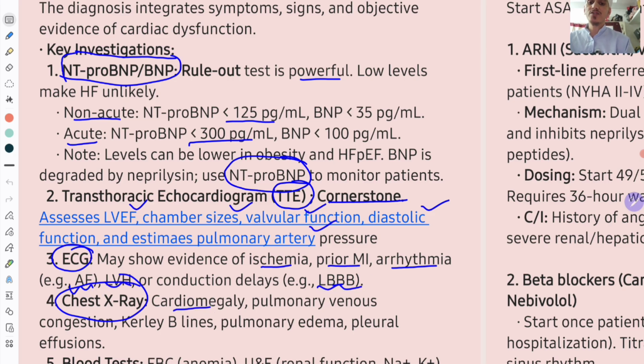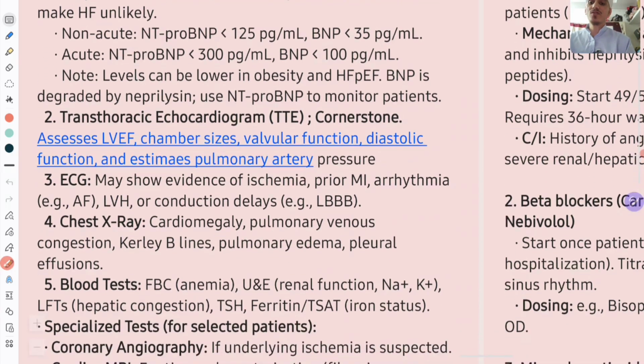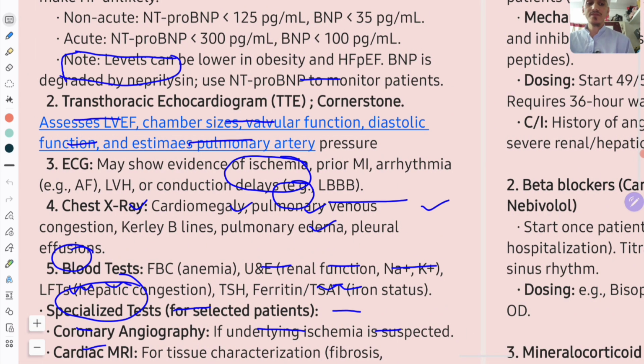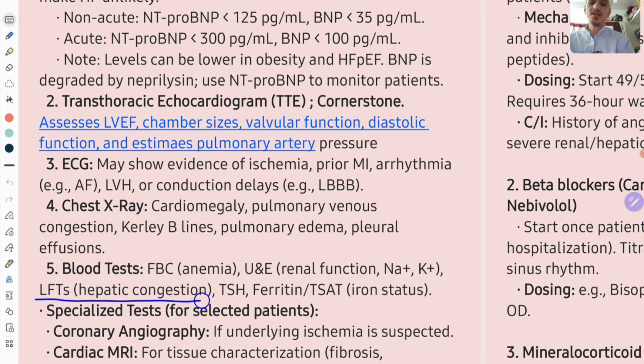Chest X-ray: cardiomegaly, pulmonary venous congestion, pulmonary edema, pleural effusions you can see. This 4 and this blood test. So up to here, these are the first line tests you do in a patient of heart failure.